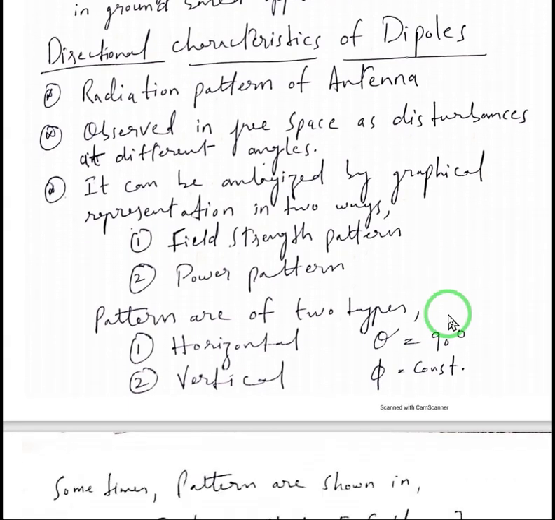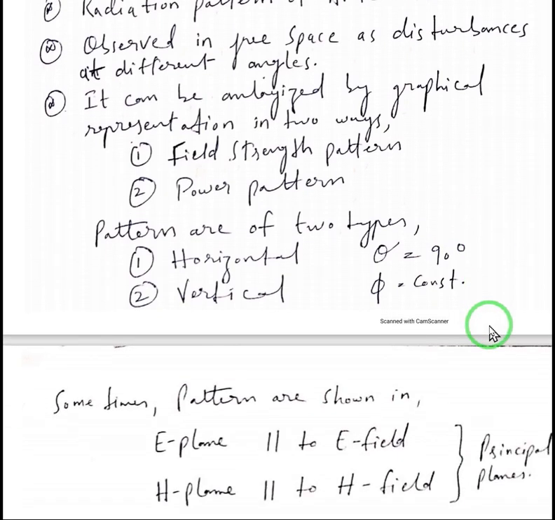Patterns are of two types, that is horizontal and vertical. The horizontal pattern is represented in a 90-degree angle, and the vertical pattern is represented where phi is constant.